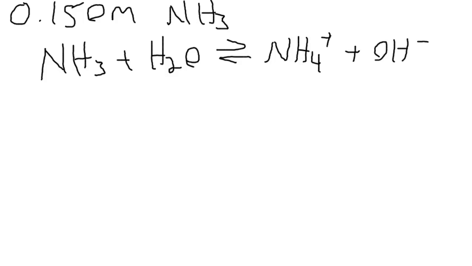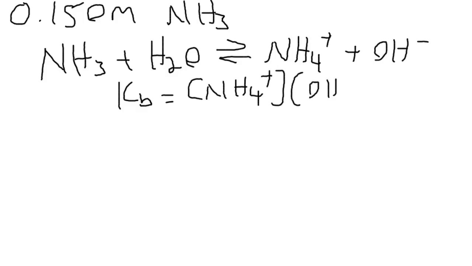You've also got autoionization of water. Before I do that, let's just put in the K value, or the K expression. This is the B, so it's a base dissociation. It's going to be the equilibrium concentration of ammonium multiplied by hydroxide over ammonia.